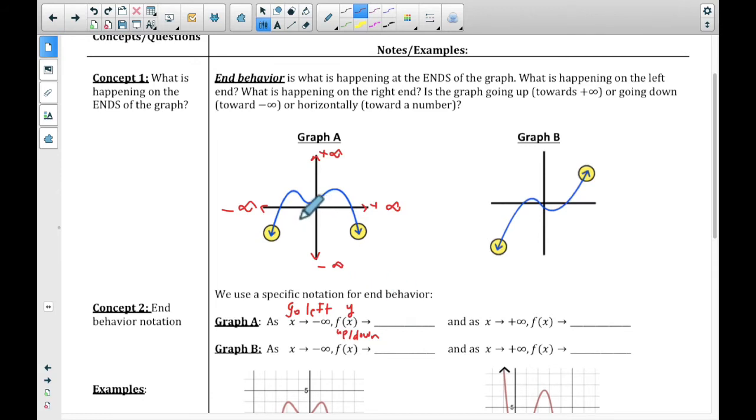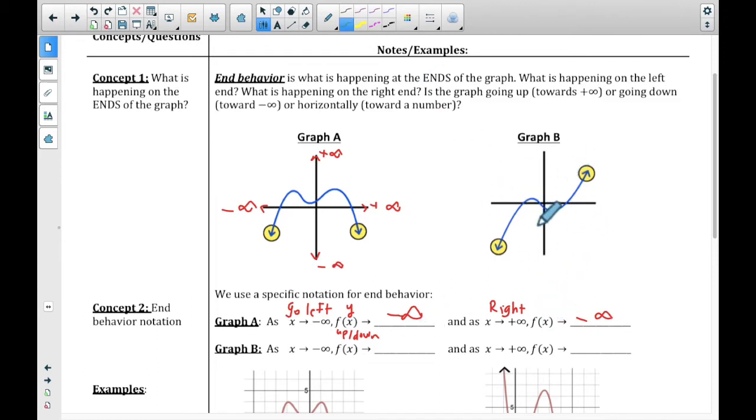So as we go to the left, let's say Pierre's moving backwards and he's moving towards the left, he's going down, isn't he? He's going down towards negative infinity. Okay, and then this half of the sentence says, as x goes towards positive infinity, that means that Pierre is moving to the right, and if he's going to the right towards positive infinity, which way is he going, up or down? He's going down towards negative infinity. So in this case, both sides are going down. Both sides are going towards negative infinity. That's what that sentence means.